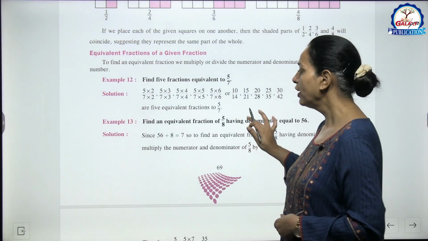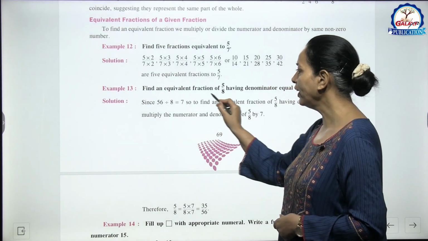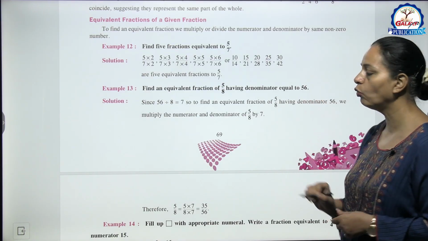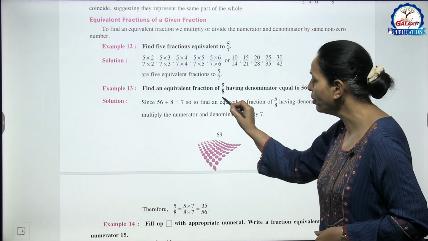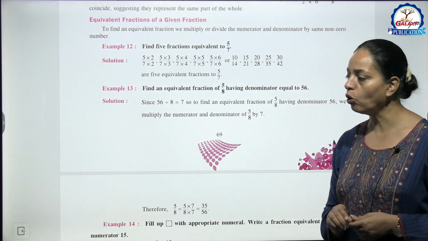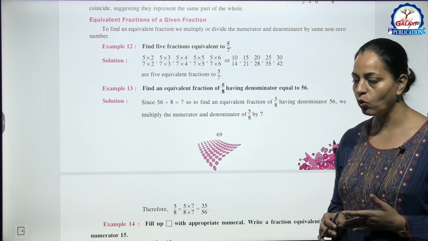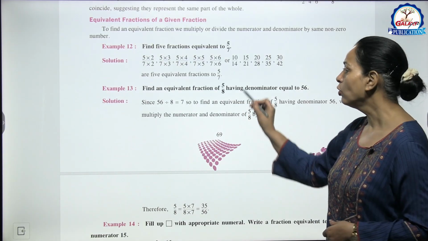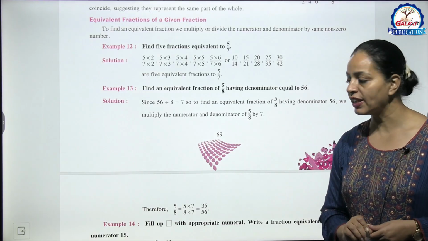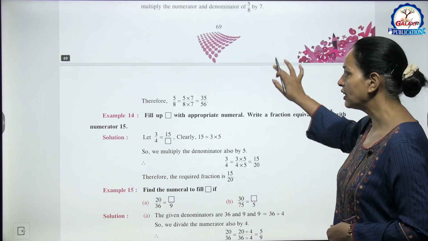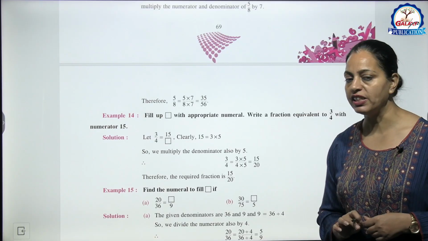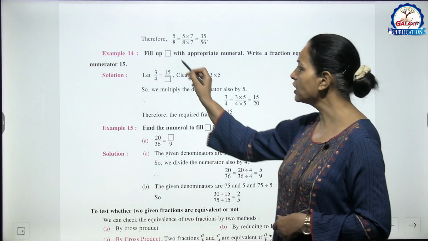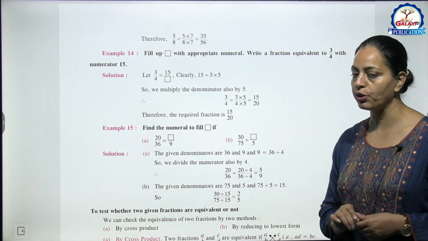Okay, now example 13, find an equivalent fraction of 5 by 8 having denominator equal to 56. हमें denominator में 56 चाहिए. You know 8 7s are 56. Okay, so what to do? 8 को हम मल्टीप्लाई कर देंगे 7 से, तो 5 को भी हम मल्टीप्लाई कर देंगे 7 से. So answer is 35 upon 56. Okay, now come to example 14. Fill up this box with appropriate numeral.